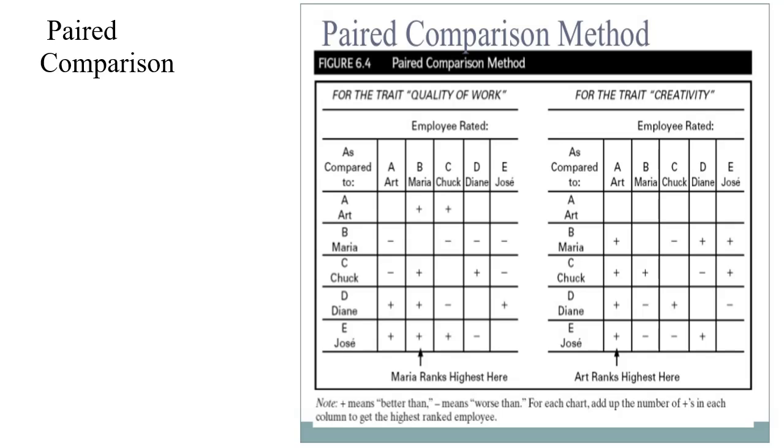And for employees rated for creativity. Now this particular first table is for quality of work, second table is for creativity. So here Art ranks highest. So plus means better than, minus means worse than. So for each chart, add up the number that is plus in each column and get the highest ranked employees. This is how we speak about paired comparison method.